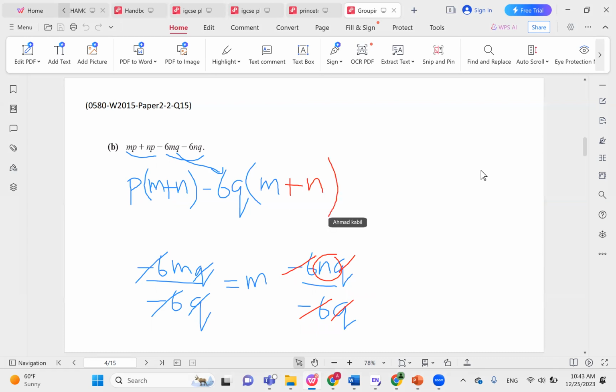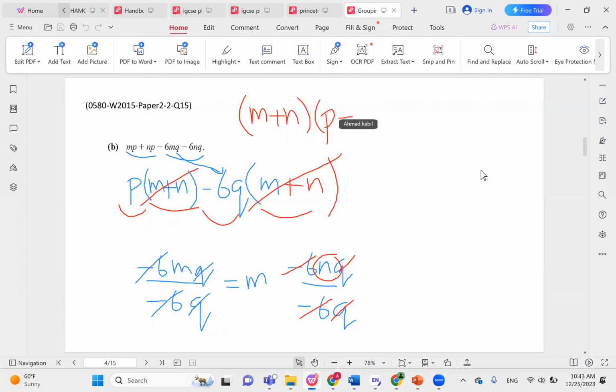And we are successful because we have the same bracket in both cases. So the final answer is going to be obtained by taking the common bracket out as a common factor and sort of removing it from the expression. So what are you left with? You're left with p and minus 6q. So you just write p minus 6q in another bracket and you are done.